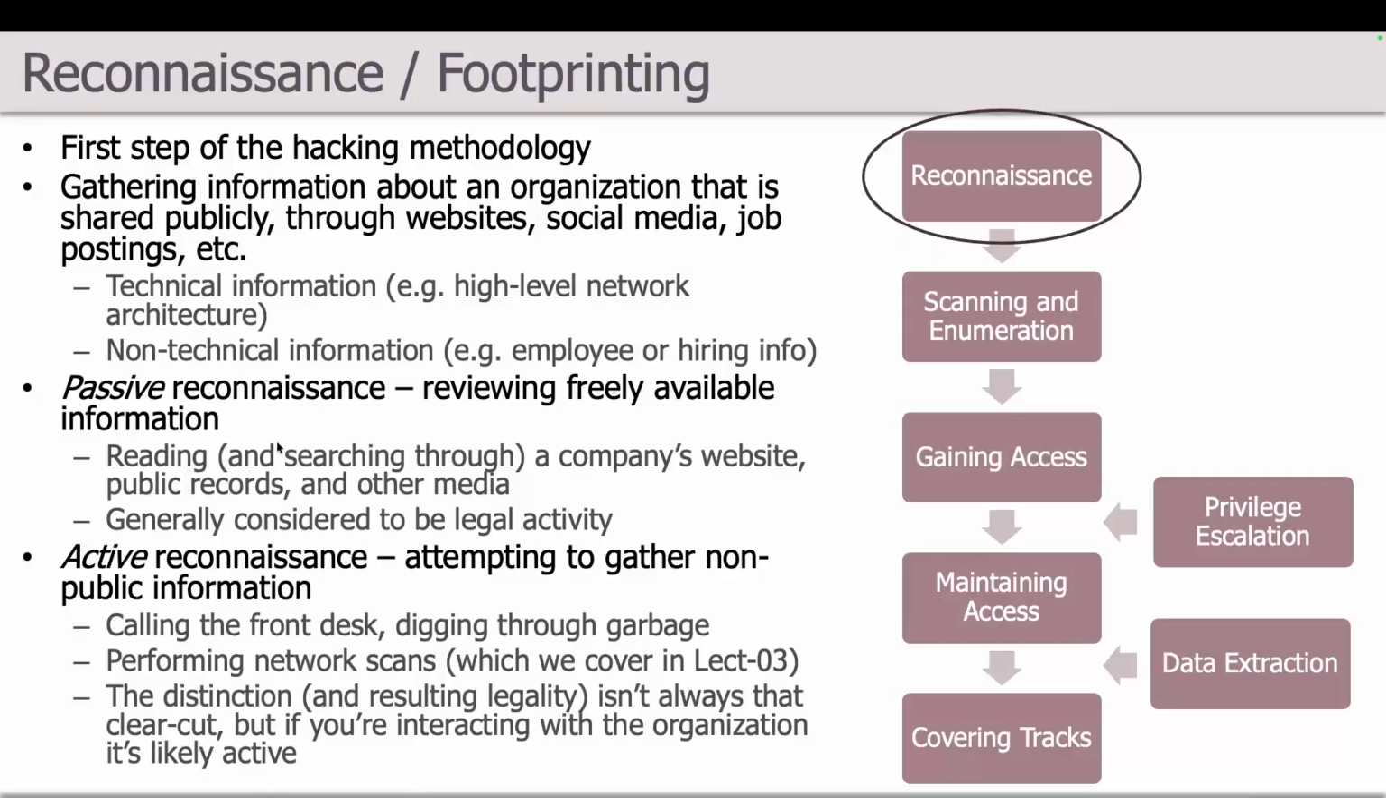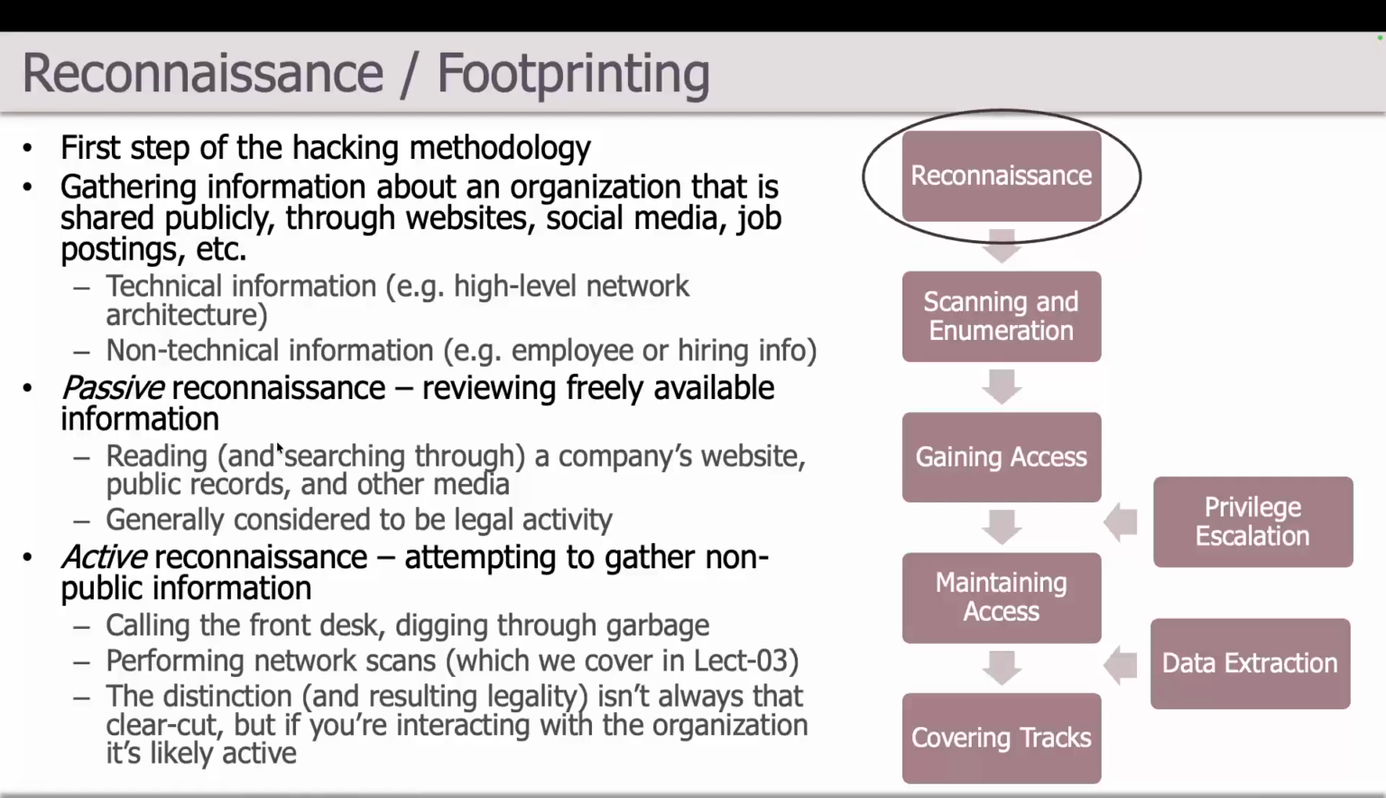There's also, in this relatively vague term of reconnaissance, this concept of more active reconnaissance. That is different from scanning and enumerating devices that we'll be talking about next week. Active reconnaissance is more, now you're digging through garbage. Now you're cold calling people, trying to social engineer them to give away additional information. The distinction isn't always that clear cut between when something is passive and when something becomes active, and the corresponding legality of your action isn't always that clear.